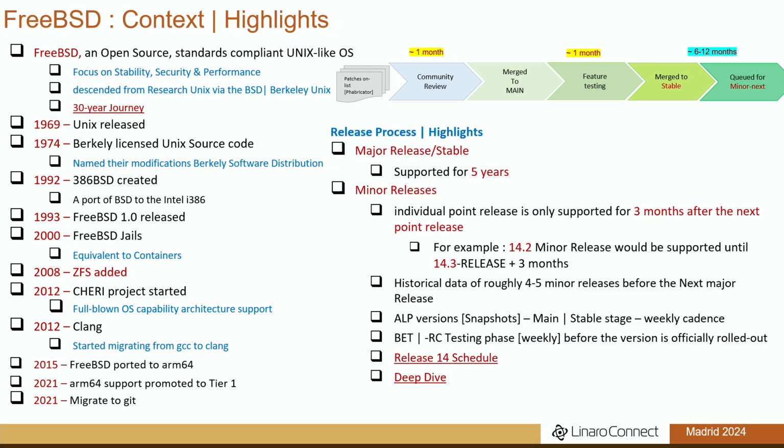Now, what's the cadence like? So the major release or the stable is supported for 5 years. And you have a minor release which is supported for 3 months after the next release.